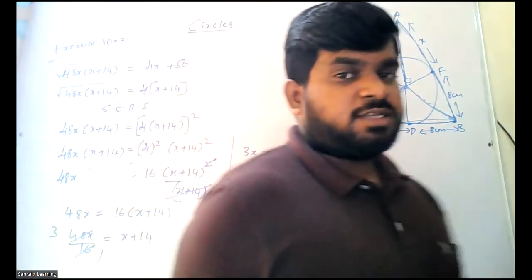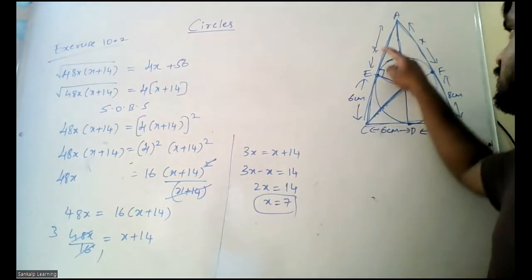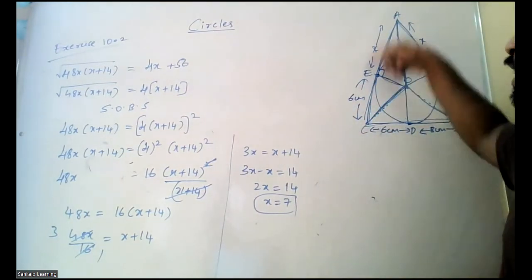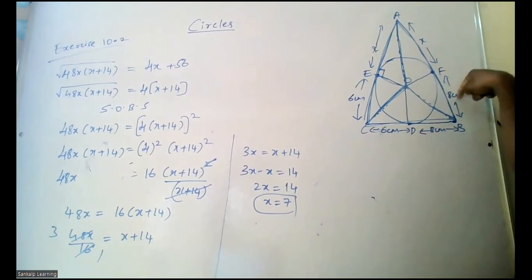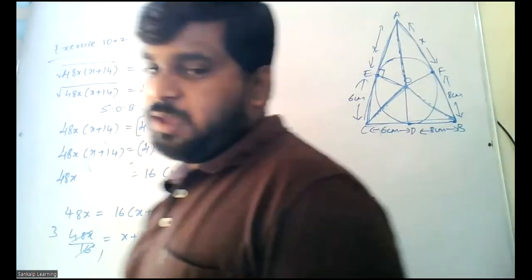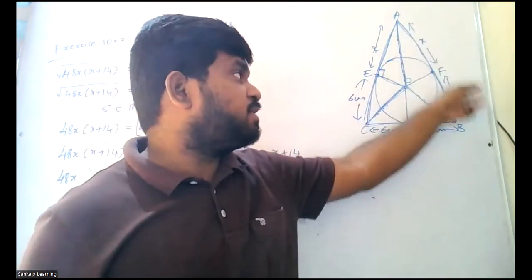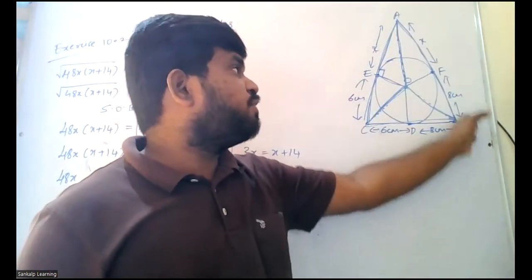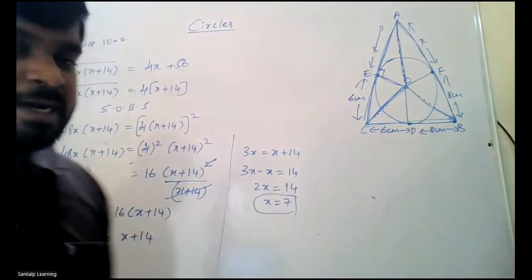Once you get the value of x, now you can substitute. X is 7. 7 plus 6, 13. AC is 13. 7 plus 8, 14. So this is 14 and this is 13 centimeters. Sorry, this is 15. 7 plus 8 is 15. I'm sorry. So this is 15 and this is 13 centimeters.